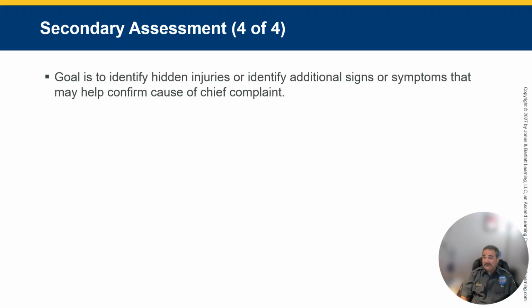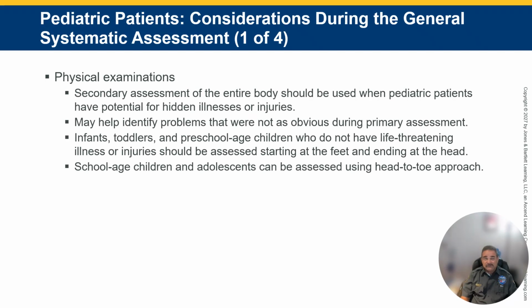All right, the goal is to identify injuries with the head-to-toe assessment. Let's talk about pediatric considerations for general systematic assessments. A physical exam of the entire body in pediatrics helps to identify problems that were not obvious during the primary assessment, which sometimes they could be, especially in infants, toddlers, and preschoolers. Again, we always start at the feet in that age group and end up at the head. School-age children and adolescents, you can do the head-to-toe. So just some caveats here.